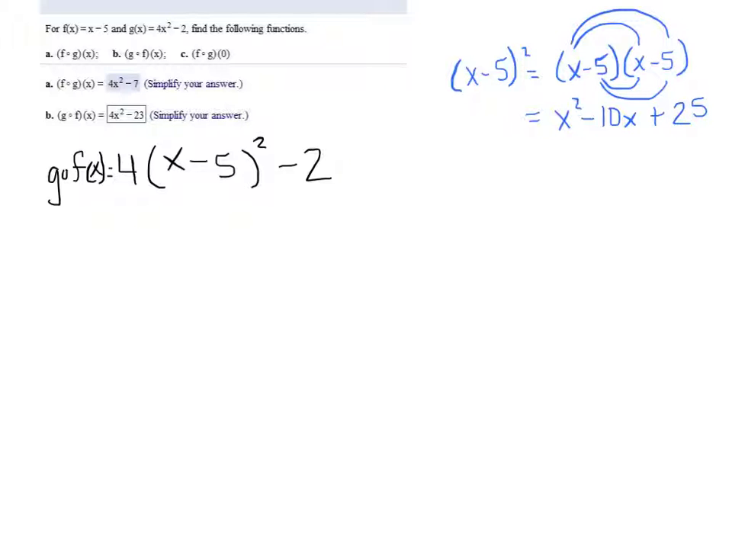So now I'm going to replace my x minus 5 quantity squared with that. So I have 4 times the x squared minus 10x plus 25. And then I have my minus 2. Now I have to distribute.